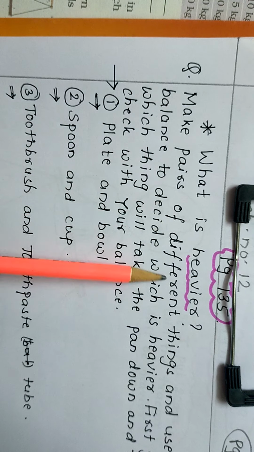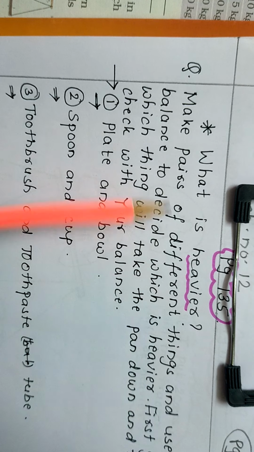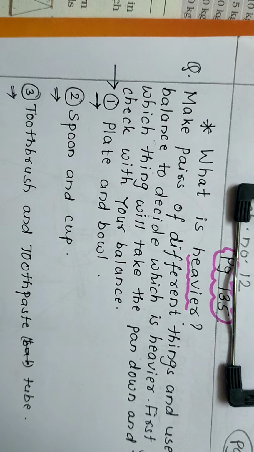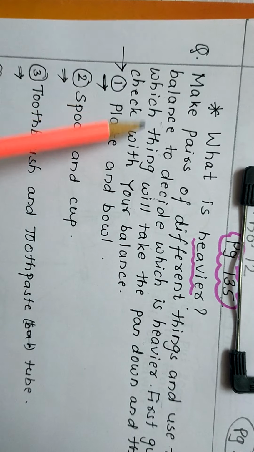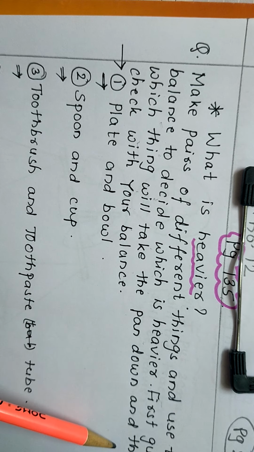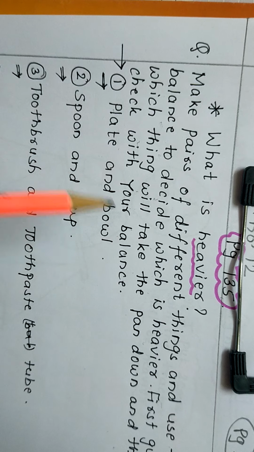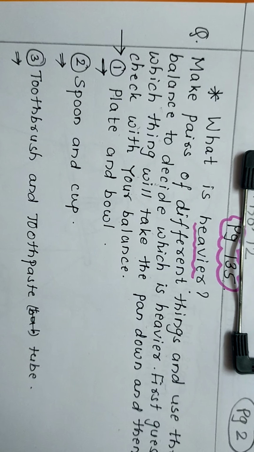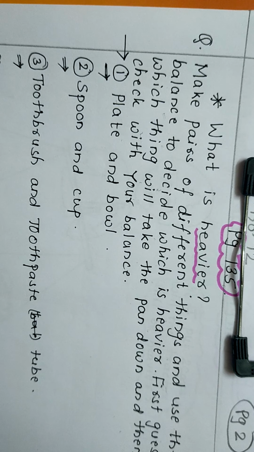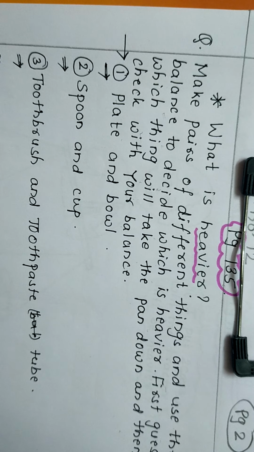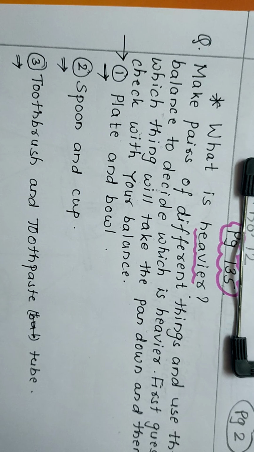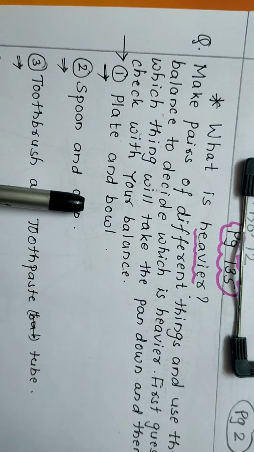Make pairs of different things and use the balance to decide which is heavier. First, guess which thing will take the pan down and then check with your balance. What you have to do? Make the pair. Pair means in the pair two things should be there. Pair यानी हमेशा दो होता है. A pair of socks means दो socks. A pair of shoes means two shoes are there. So make the pair. Pair means two things we have to take.